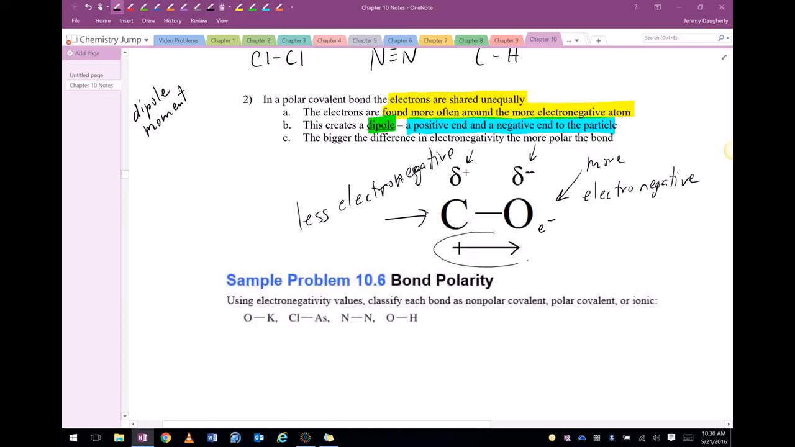Now, another way that we can show that is right there with that arrow. So the arrow is pointing toward the more electronegative element, and then we put a plus on the end of it on the side of the less electronegative element. Sometimes these can also be drawn right on the bond, like that. Okay, so there's just a couple ways that we can show a polar bond.